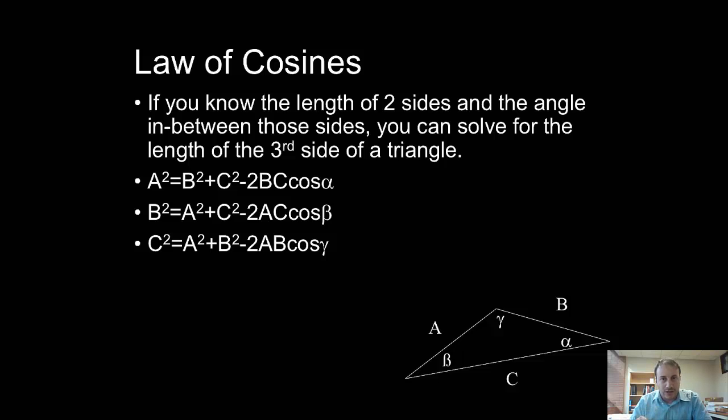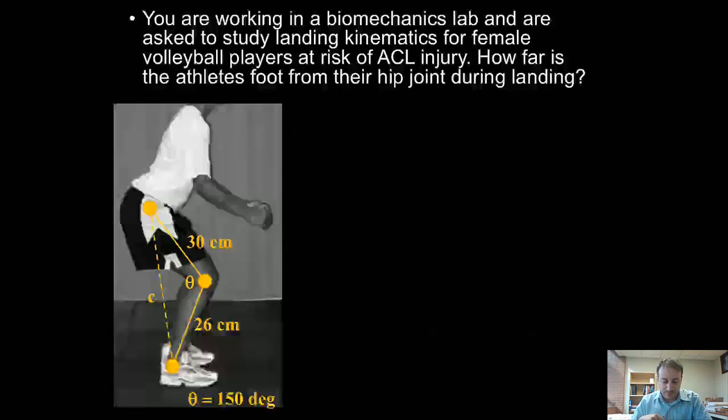So let's try the law of cosines out on a problem that's more realistic for biomechanical applications. So let's say you're working in a biomechanics lab and you're asked to study the landing kinematics of female volleyball players at risk of ACL injury. And let's say you're asked to find out how far the athlete's foot is from their hip joint during landing as a potential screening tool for reducing the risk of injury.